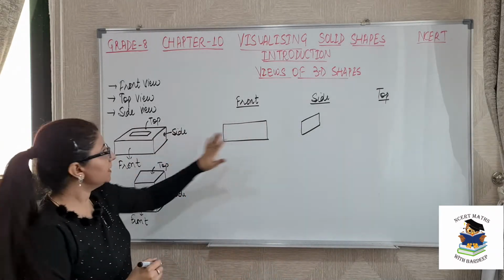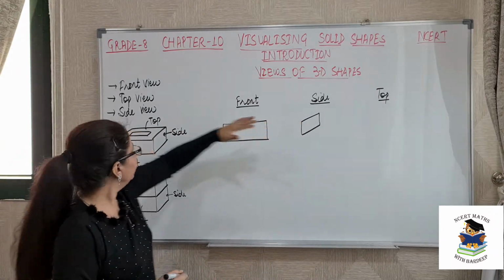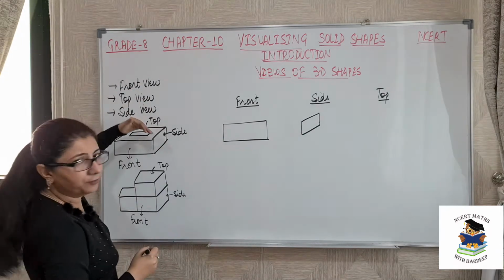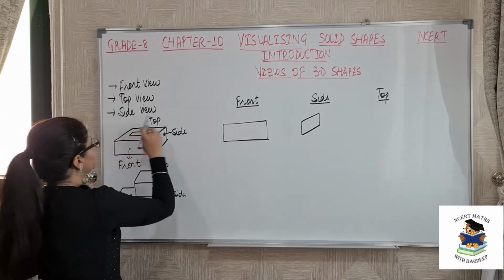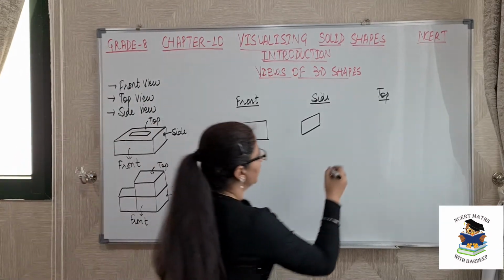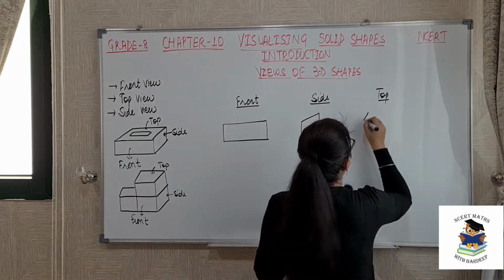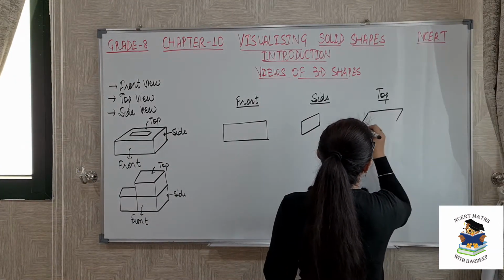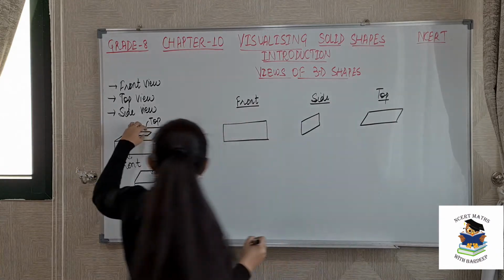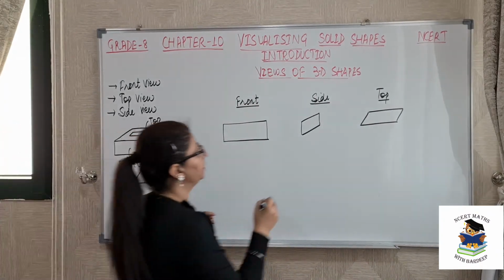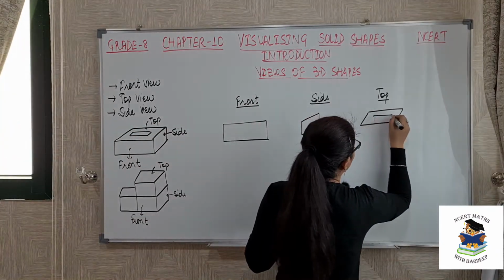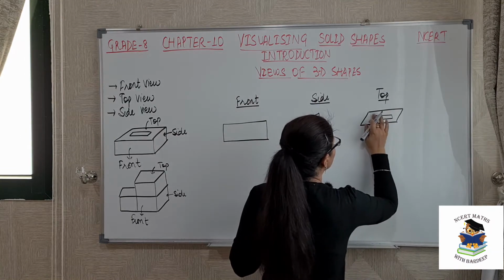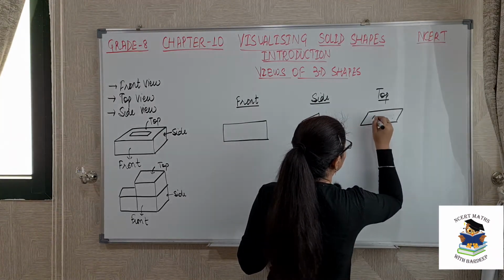Okay, so this is the side view, and top view is when you are looking from above. So the shape from above will be like this. That means it is again a parallelogram, but we have this shape also on it, so we will draw this also. You can draw in the same way as I have done.